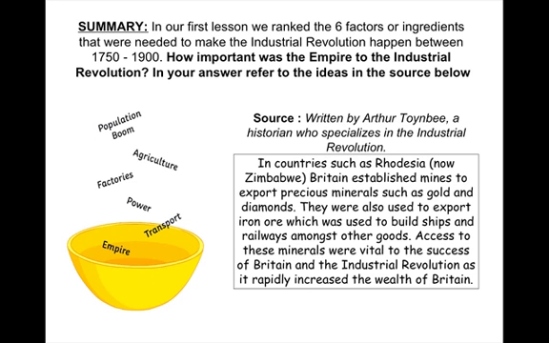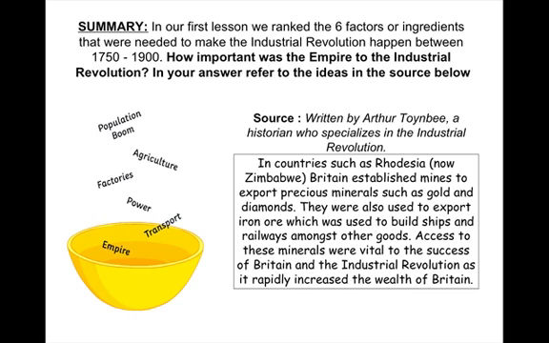Summary. In our first lesson, we ranked the 6 factors or ingredients that were needed to make the Industrial Revolution happen between 1750 and 1900. How important was the empire to the Industrial Revolution? In your answer, refer to the ideas in the source below. So we're now jumping all the way back to the industrialization course that you've already taught, and we're linking the Industrial Revolution of the 18th and 19th centuries to Britain's ability to build an empire.